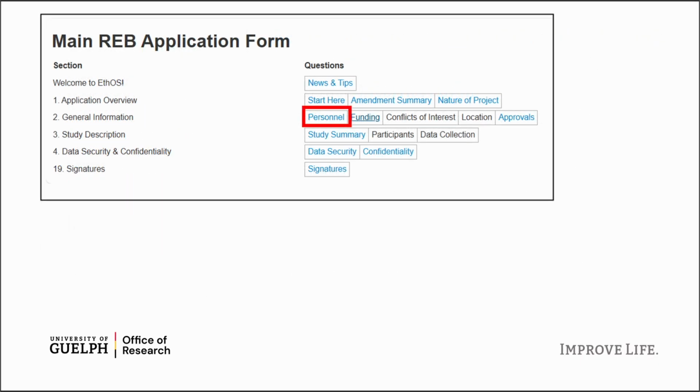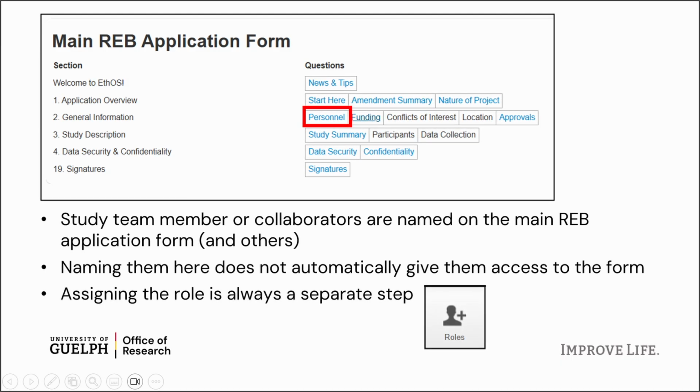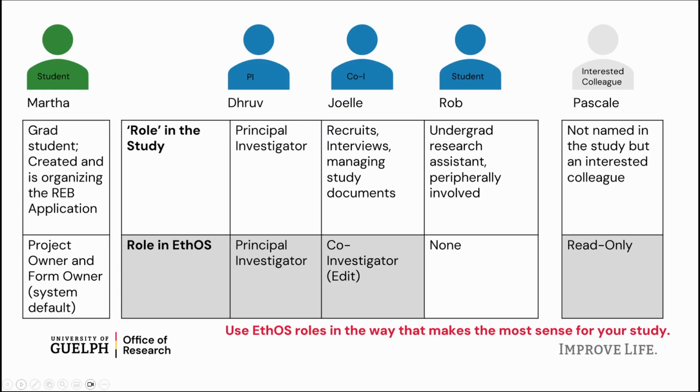Secondly, there are sections in various REB forms, most notably the main REB application form, where you list the names of the study team members and collaborators. However, specifying the list of study team members and granting access are always 2 different and distinct activities. Not everyone on the study team will need to access the application, and in some cases, not everyone with application access is part of the study team. For example, if you've given a colleague read-only access for knowledge sharing purposes.